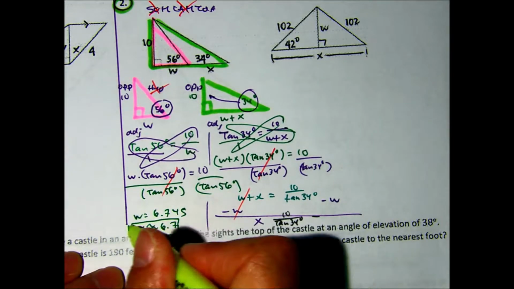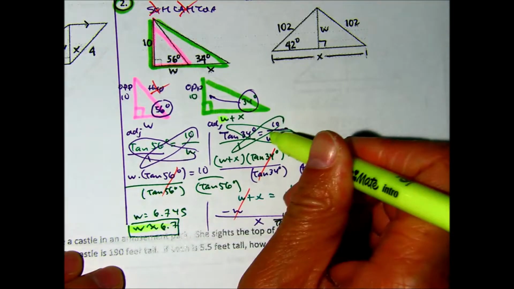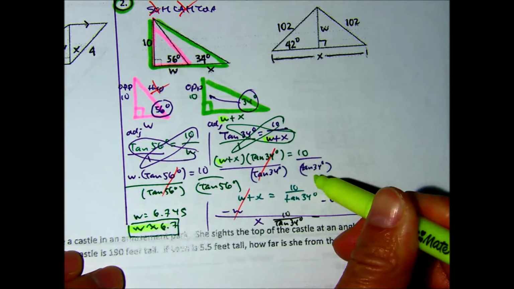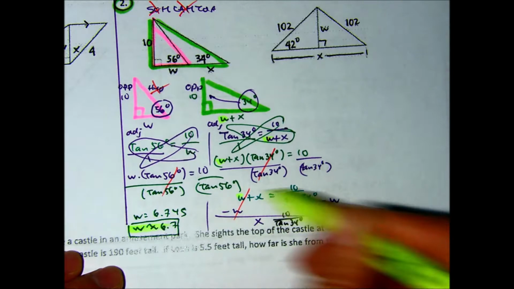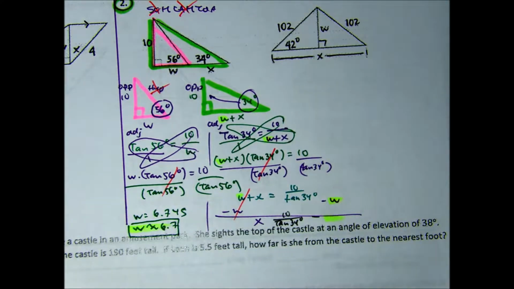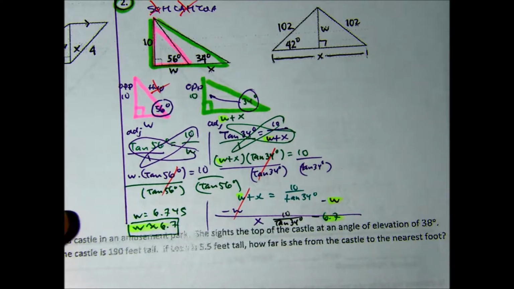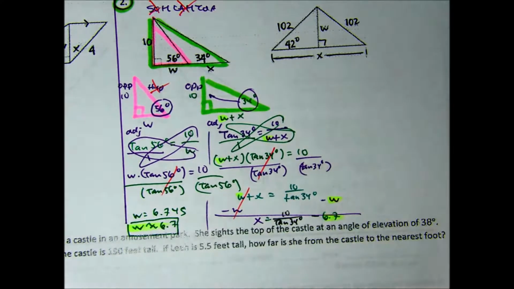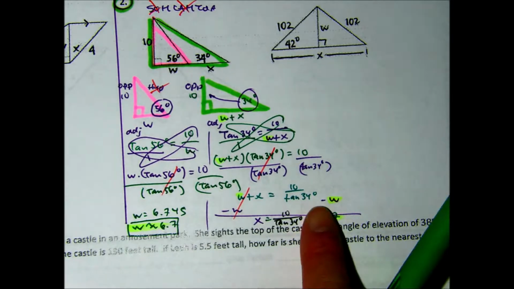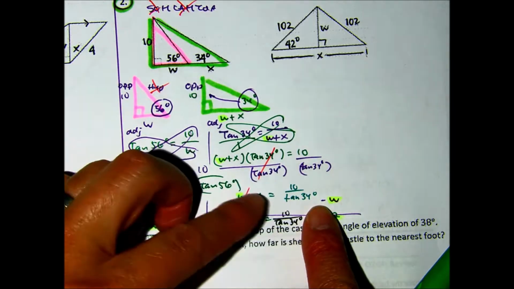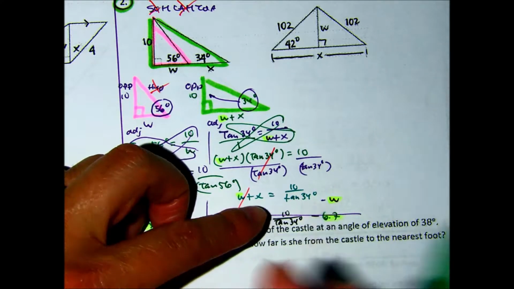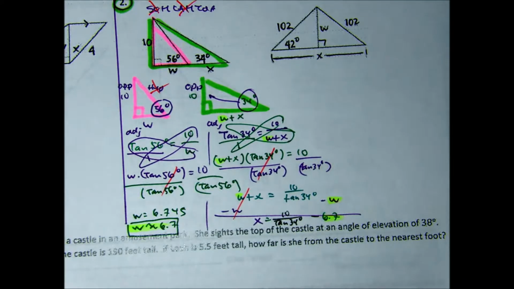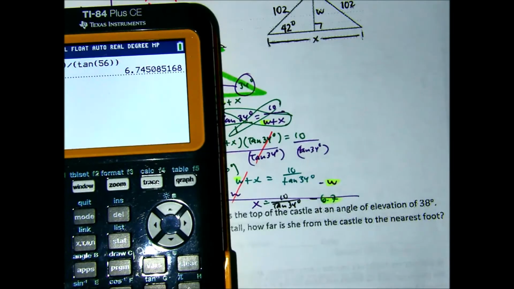So again, at any time for w, you could have substituted it in there, but I waited till the very end. 6.7. Let's put that into our calculators. Now, be careful here. You're not doing something crazy like 10 minus 6.7. You've got to treat them as expressions. 10 over tangent of 34, whatever your answer is, subtracted from 6.7.